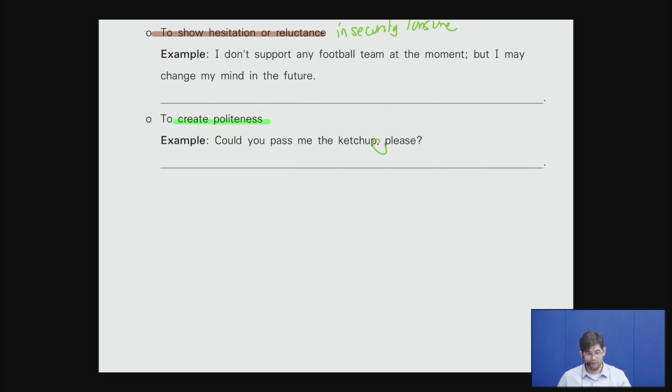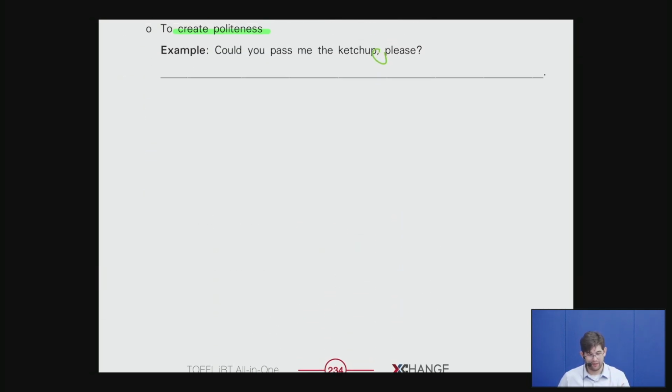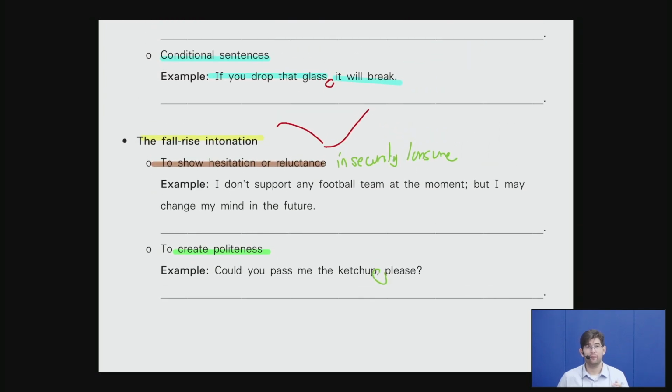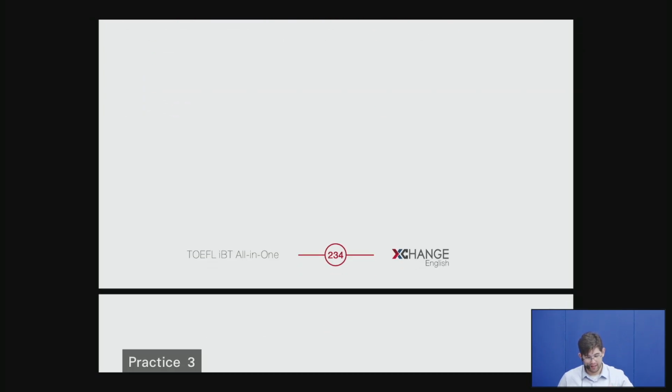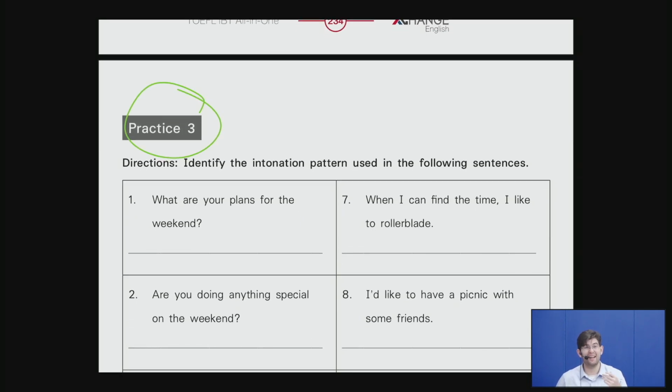Okay, so what we're going to do now, though, this is actually the right time to do this. We're going to take a quick break here, but when we come back from our break, what we're going to do is take a look at our practice in identifying tones. But before we do that, we're going to take a 10-minute break, and I'll see you guys in about 10 minutes.